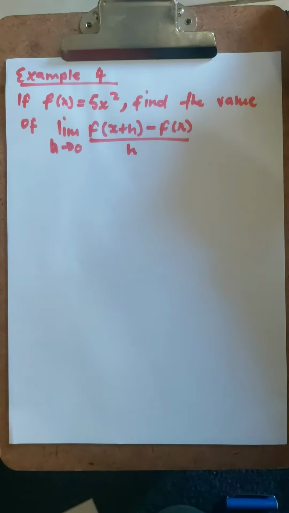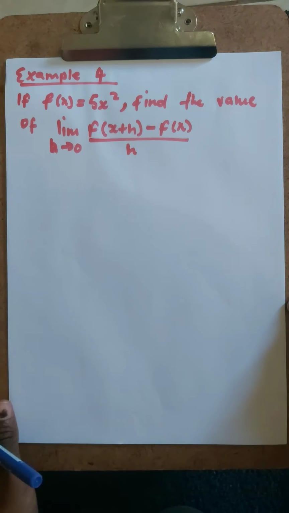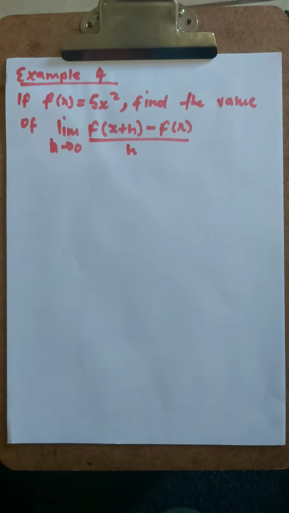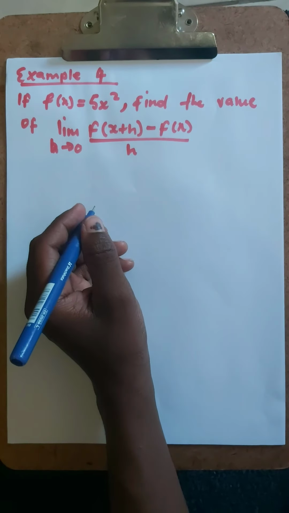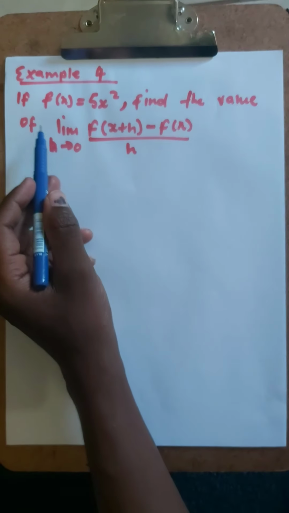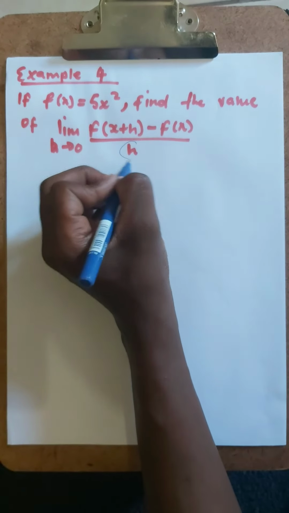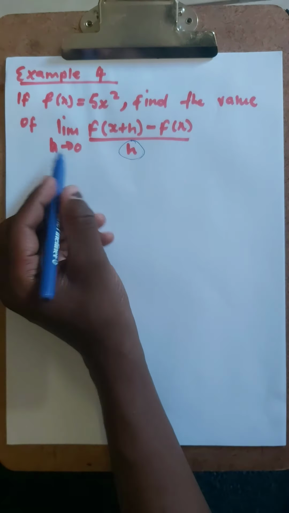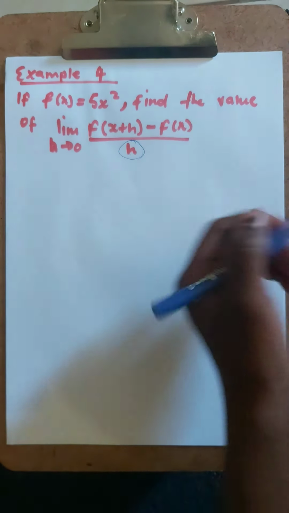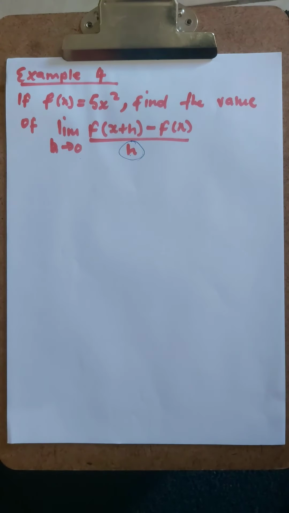If you didn't understand, you can pause the video and do it again. Now let's check the last example regarding how to find limits. Given f of x equals this expression, find the value of the limit. You can see that if you substitute h equals 0, it gives me undefined. So we have a problem.